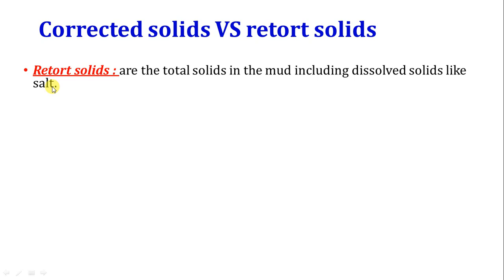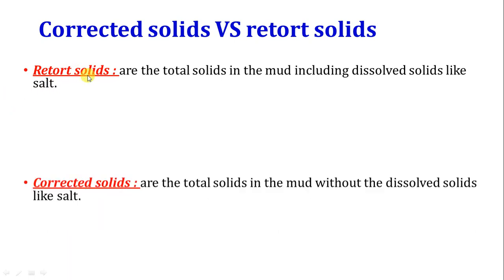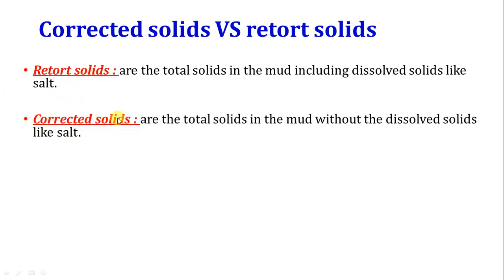and you take for example 50 cubic centimeters of the sample and make a retort for it, you will make distillation and you have the distilled water in the pipette. If you subtract it from the volume, it will give you the total solids. These solids include the dissolved solids, the salt, and the suspended solids. This is called the retort solids or the total solids. But what is the meaning of corrected solids, and why do we take it into our account?